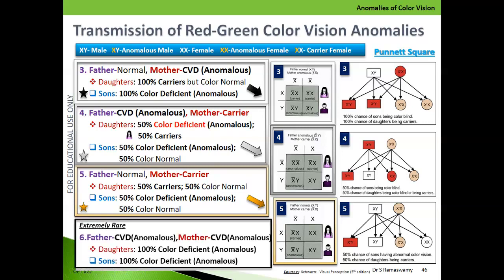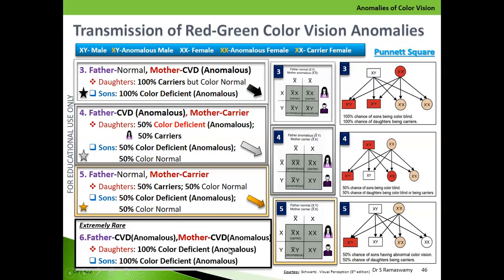The last situation is very, very rare, where both the mom and the dad are color defective. In this case, 100% of the children, both daughters as well as the sons, are going to be impacted. When I say 100%, I'm just counting within the two daughters and within the two sons. So this is 50%, this is 50%, this is 50%, this is 50%. I'm just giving you an example. I don't have the Punnett square for the last one, but you can easily assume all of them are going to be impacted when both dad and mom are color defective. It's a very, very rare situation.